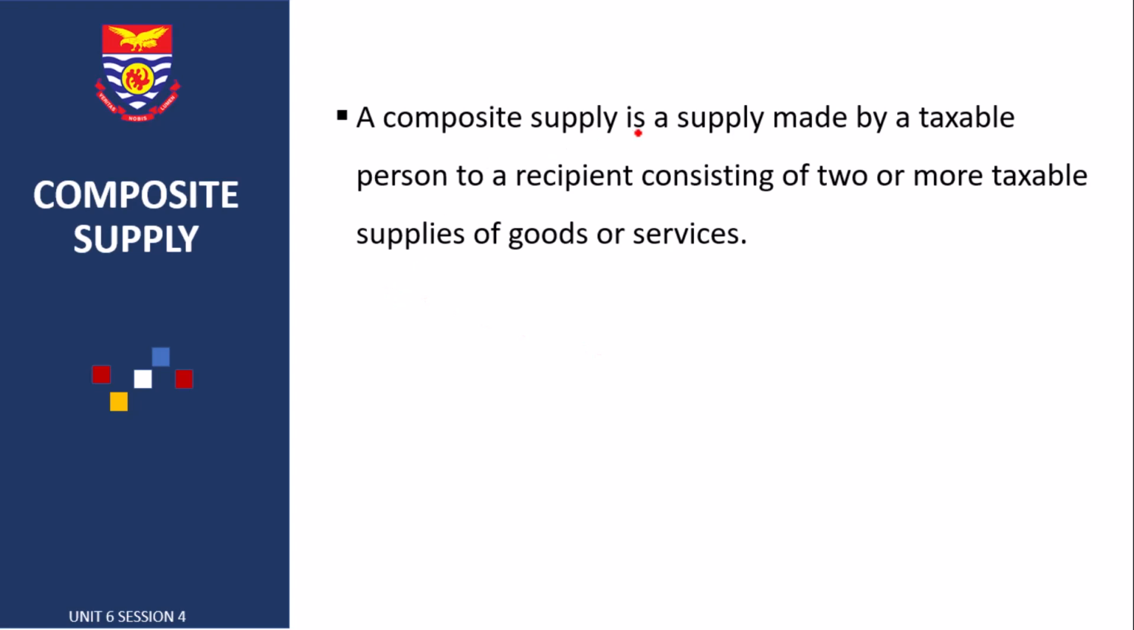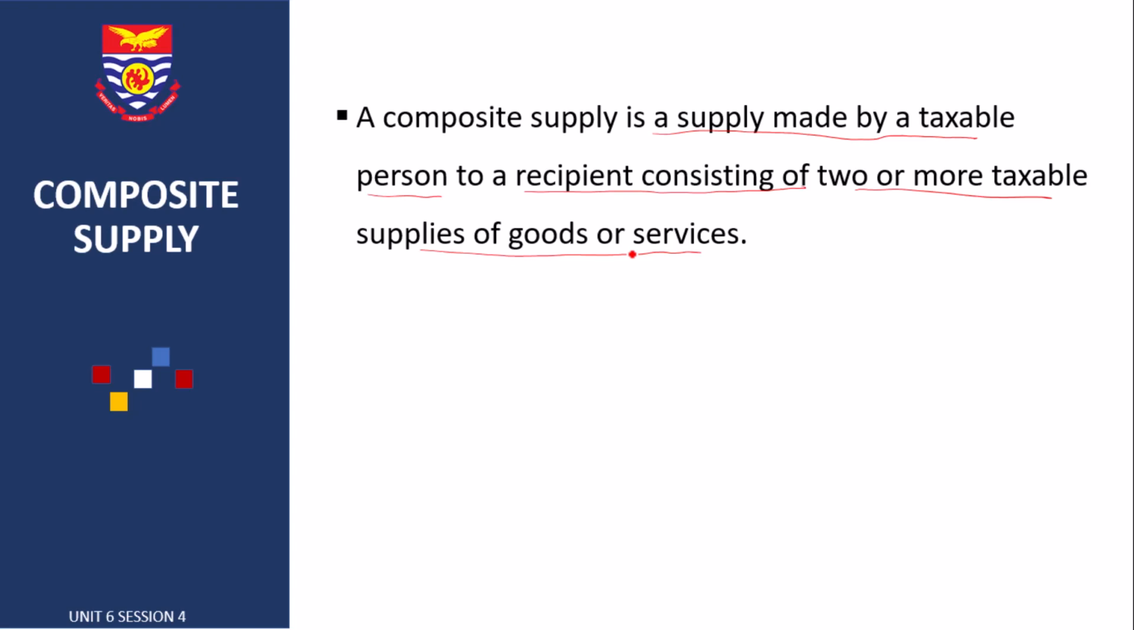Let us look at composite supply. A composite supply is a supply made by a taxable person to a recipient consisting of two or more taxable supplies of goods or services. For example, if a company provides a package that includes both a taxable service and a taxable good, and the service and the good are supplied together in a single package in the ordinary course of the business, the supply would be considered a composite supply for VAT purposes.